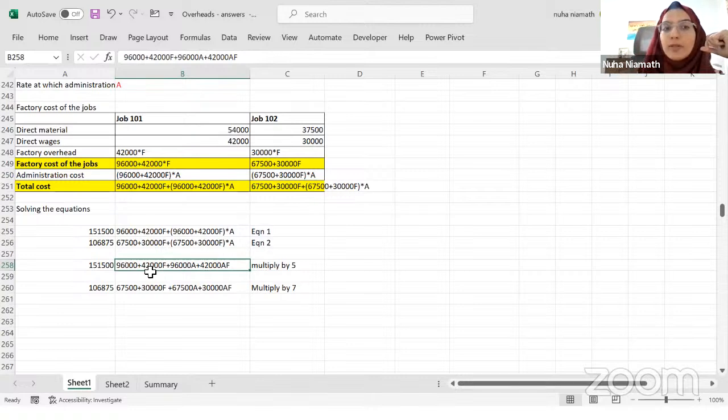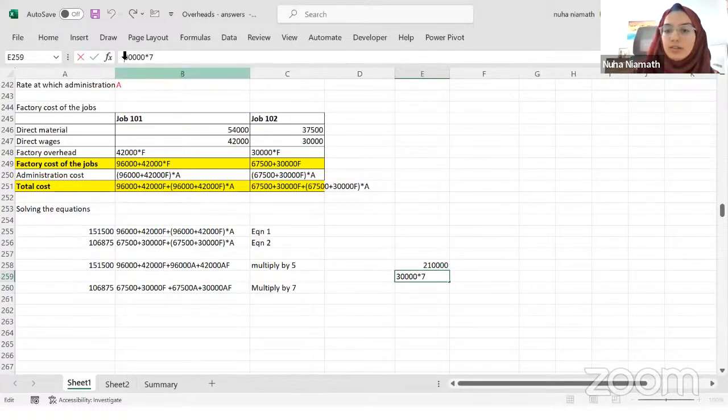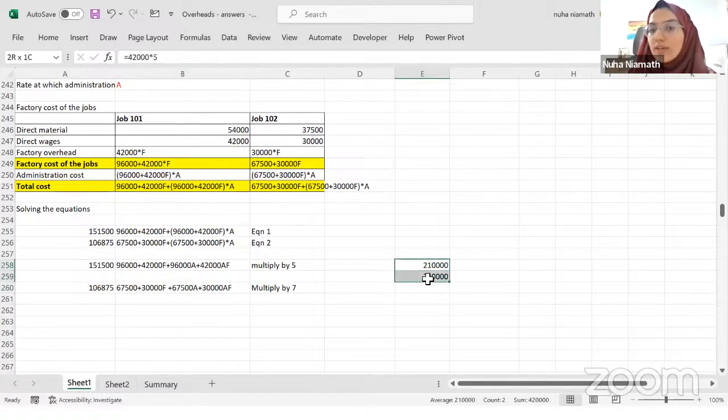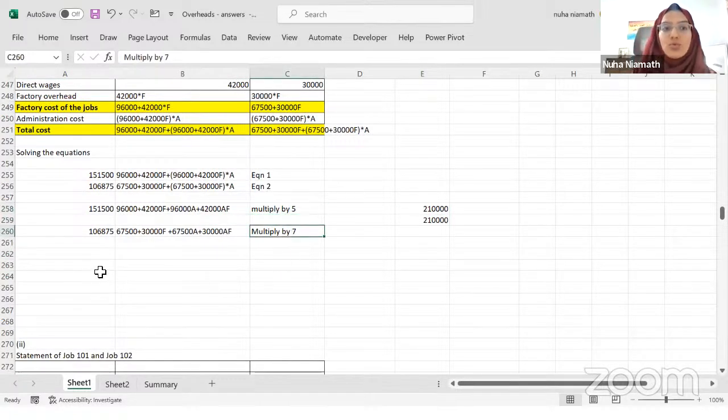So now if I multiply 42,000 into 5, I get 2,10,000. And if I multiply 30,000 into 7, I'll again get 2,10,000. So this way, when I minus the two equations, it will nullify the two amounts. So let's do that. Let's multiply the first equation by 5 and the second equation by 7. So what do we get here?